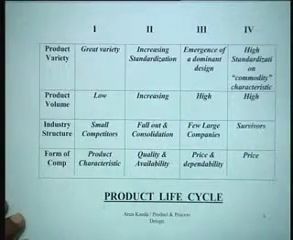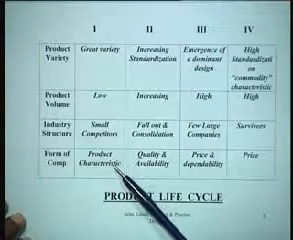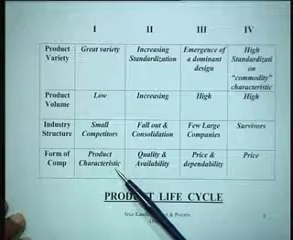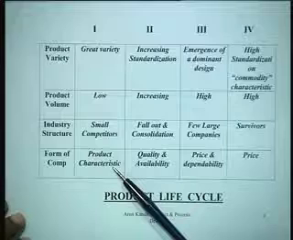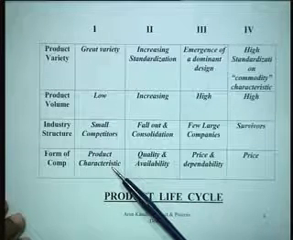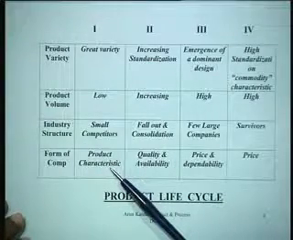Let's see the form of competition. What's going to happen to the competition? Initially, the competition is based on product characteristics, because when you buy a new product, you are very careful to choose, or find out, what the product characteristics are. So competition among products is based primarily on product characteristics.